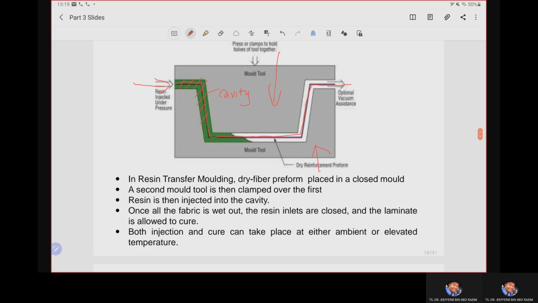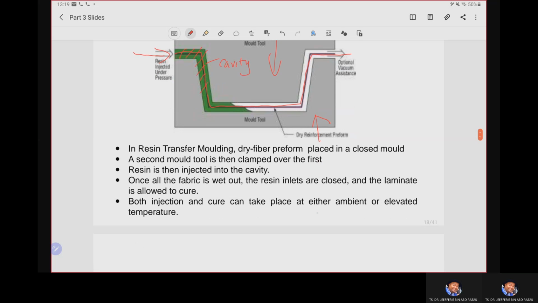As you can remember here, all the processes related to polymer matrix composite manufacturing will require the curing process. Only then can we harden the structure of the composite into a solid structure. For this method, both the resin injection and curing stage can take place either at ambient room temperature or at an elevated temperature.